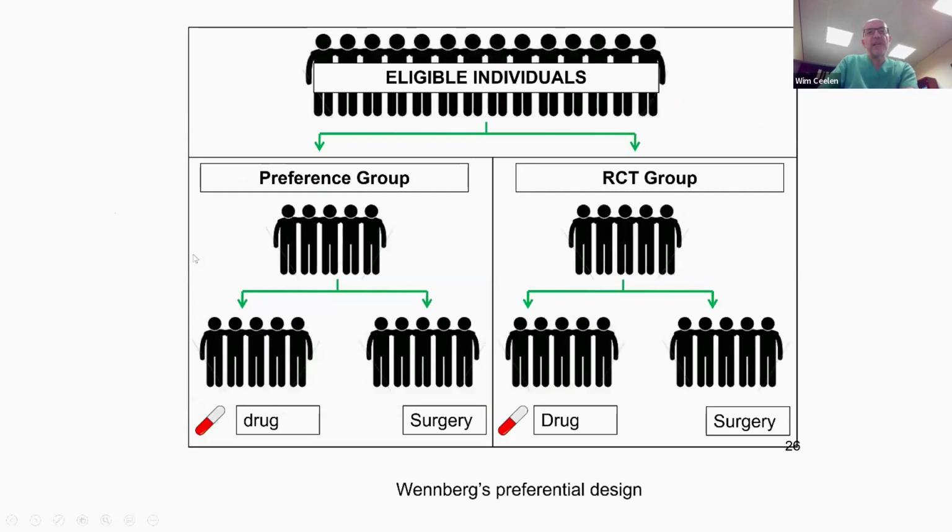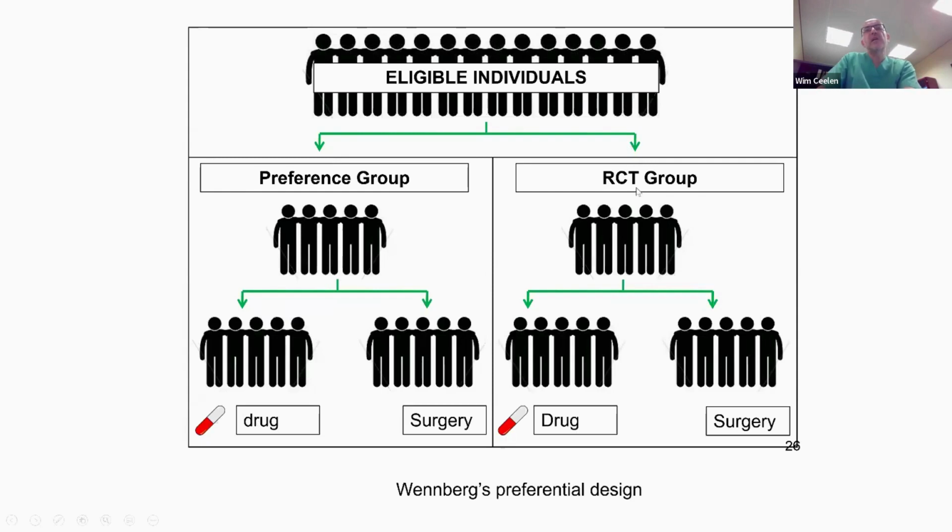And this is a variation. It's a so-called patient preference design. And what you do here is you ask the patient, do you agree to be randomized in a study, or do you prefer a certain treatment? And if they say, I prefer a treatment, then they go in the preference group. And if they prefer a drug, they go in this group. If they prefer surgery, in this group. And so this is according to the wishes of the patient.